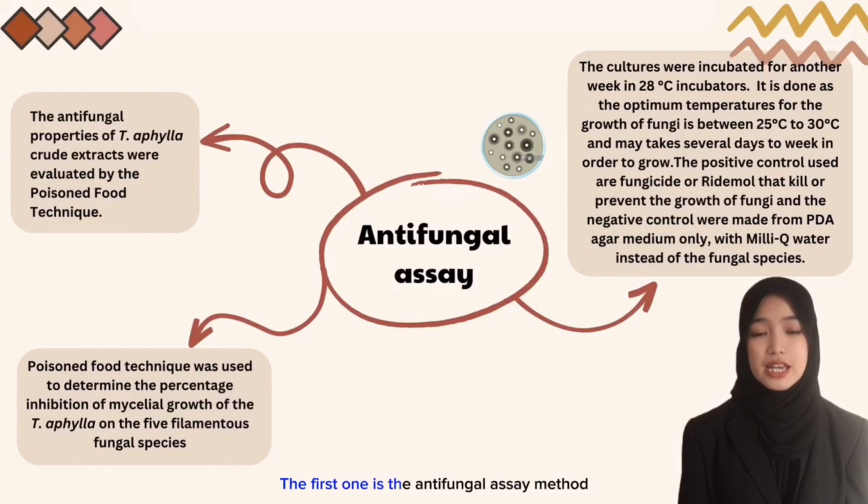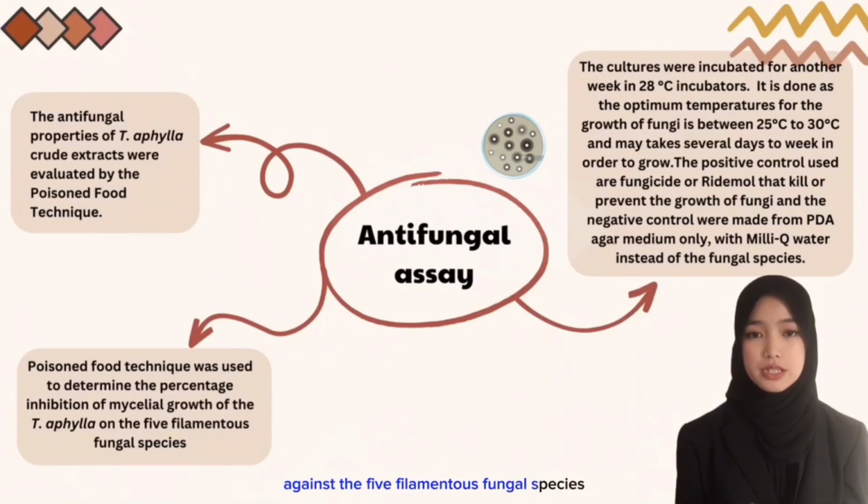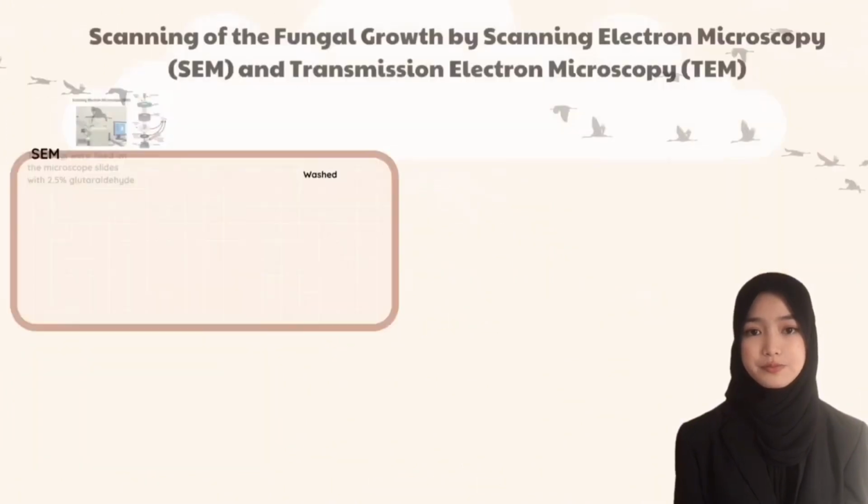The first one is the antifungal assay method, which is done using the poison food technique. This technique allows the researcher to determine the percentage inhibition of mycelial growth of the T. aphylla against the 5 filamentous fungal species. The positive control used a fungicide or Ridomil that kills or prevents the growth of fungi, and the negative control was made from PDA agar medium only.